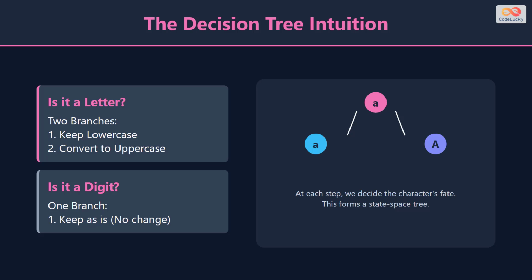The best way to visualize this problem is as a series of decisions. For every single character in the string, we ask a question: is this a letter or a digit? If it is a digit, we have only one path forward. We keep it as is. If it is a letter, our path branches into 2, one path where we choose lowercase and another path where we choose uppercase. This branching logic forms a decision tree.